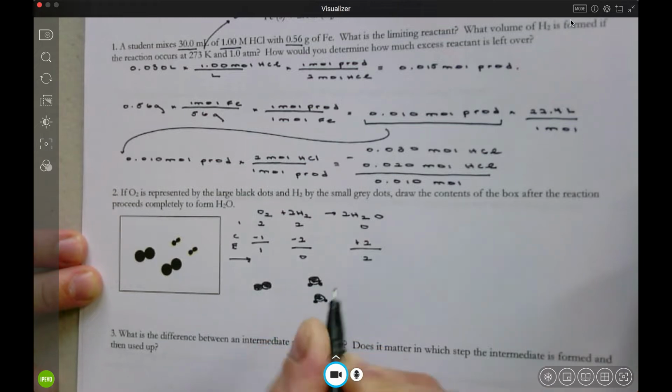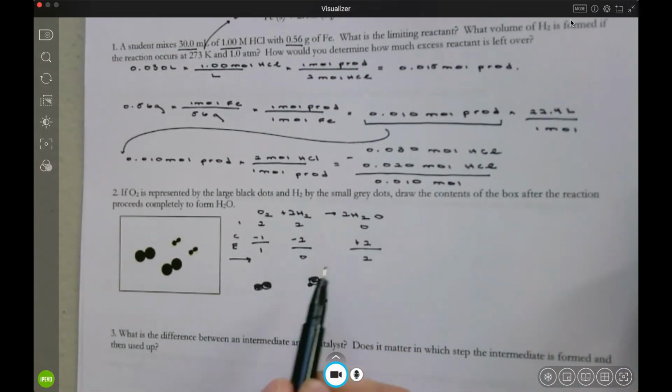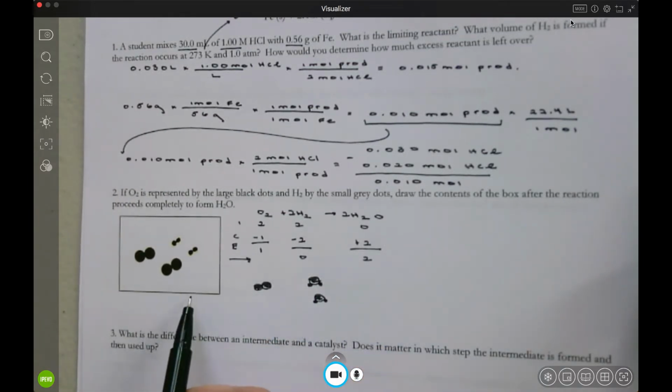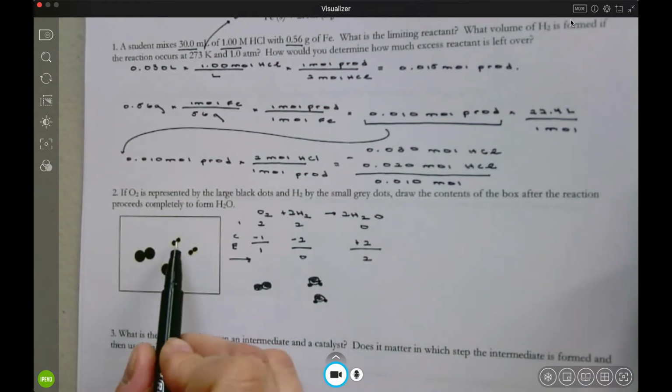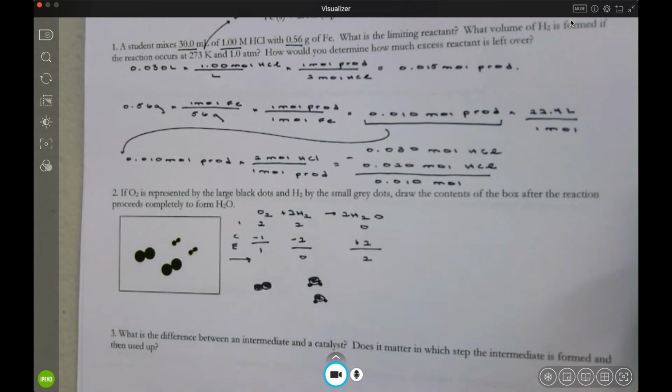Okay? So stoichiometrically, that's how you do it. If you actually just want to count your number of atoms, I've got 1, 2, 3, 4 oxygens, 1, 2, 3, 4 oxygens, 4 hydrogens, 1, 2, 3, 4 hydrogens. So that's how I know I can double check my answer.